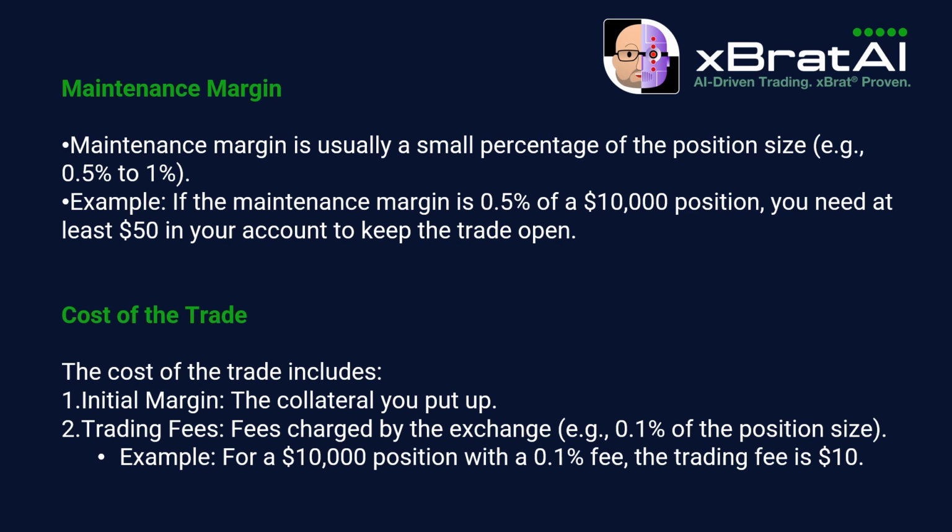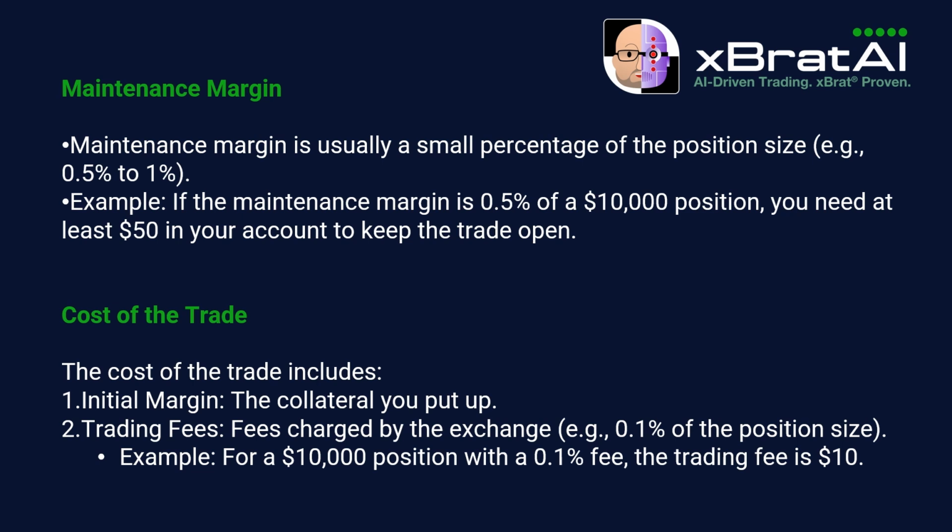So maintenance margin, this is usually a small percentage of the position size, so 0.5 or 1%. So for example, if the maintenance margin is 0.5% of a $10,000 position, you need at least $50 in your account to keep the trade open.